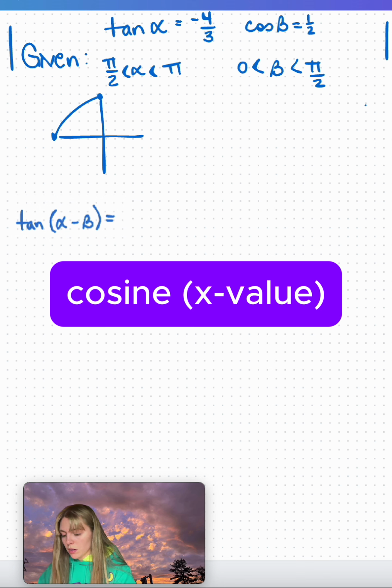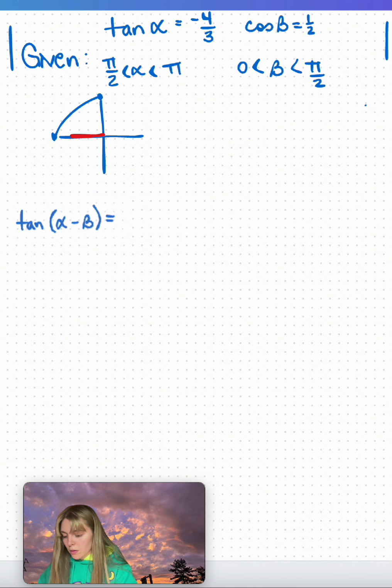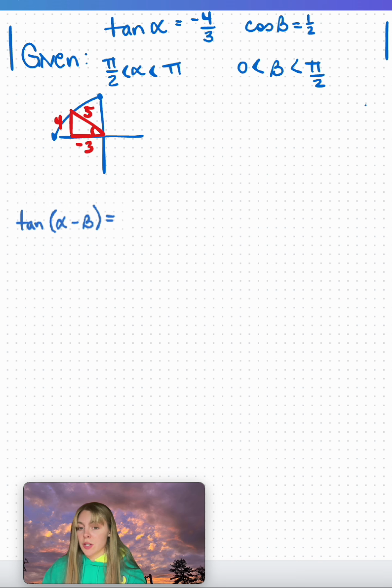So I'm going to draw a -3. This would be 4, and this would be 5, and I know that because that's a special right triangle. Here's our alpha, and the tangent of alpha would be -4/3, where the negative value, again, is that x value, that cosine value that is negative in the second quadrant, and I knew that by interpreting the domain.